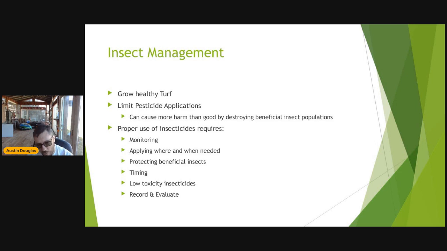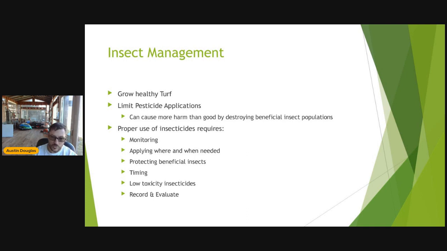So for insect management overall, what we want to do is grow a healthy turf. In order to do that, we need proper irrigation, proper mowing, cultural practices. I mean, you guys know all that. We want to limit our pesticide applications because, as we've learned, they can cause more damage to the beneficial insect populations than actually controlling the pests. So we have to be conscious of that.